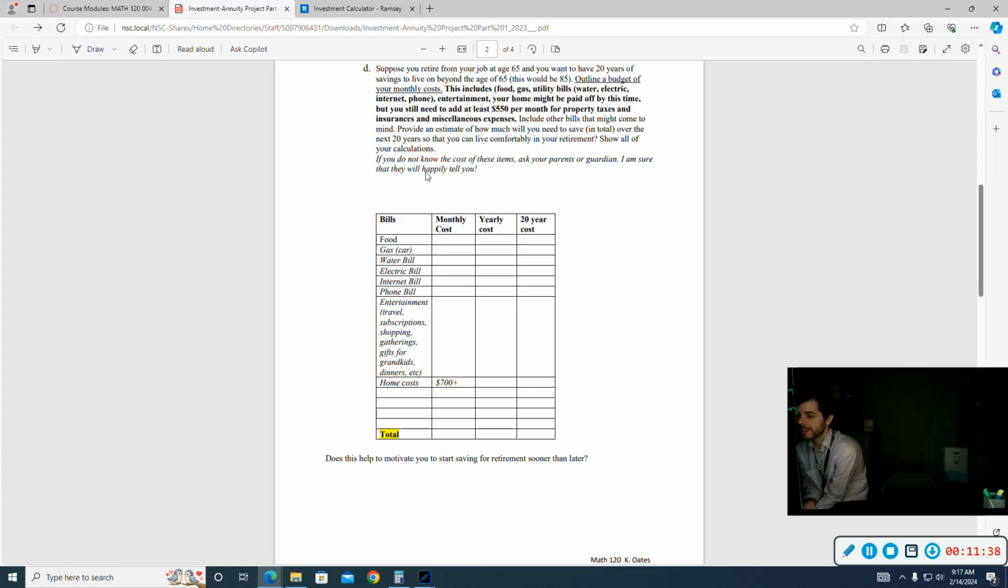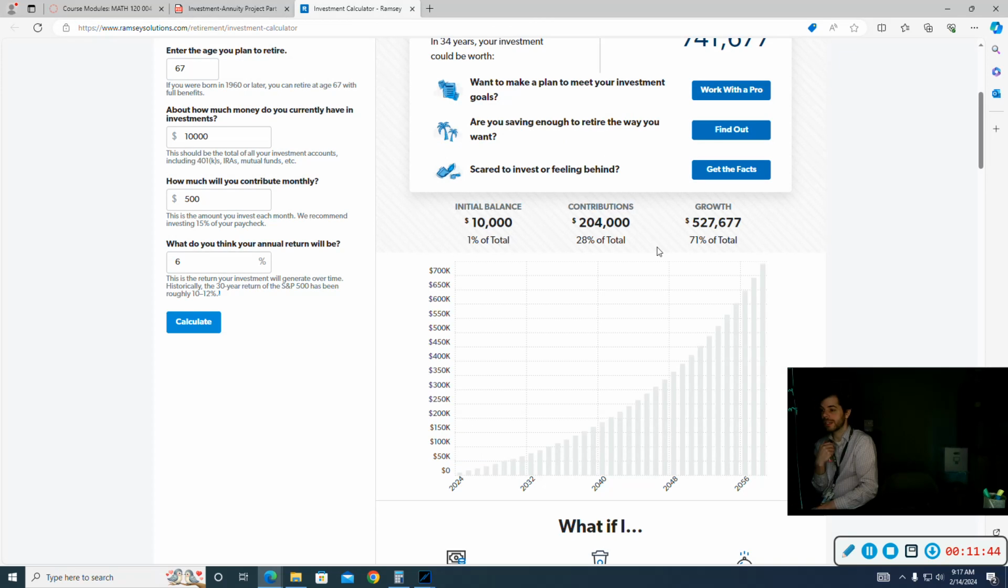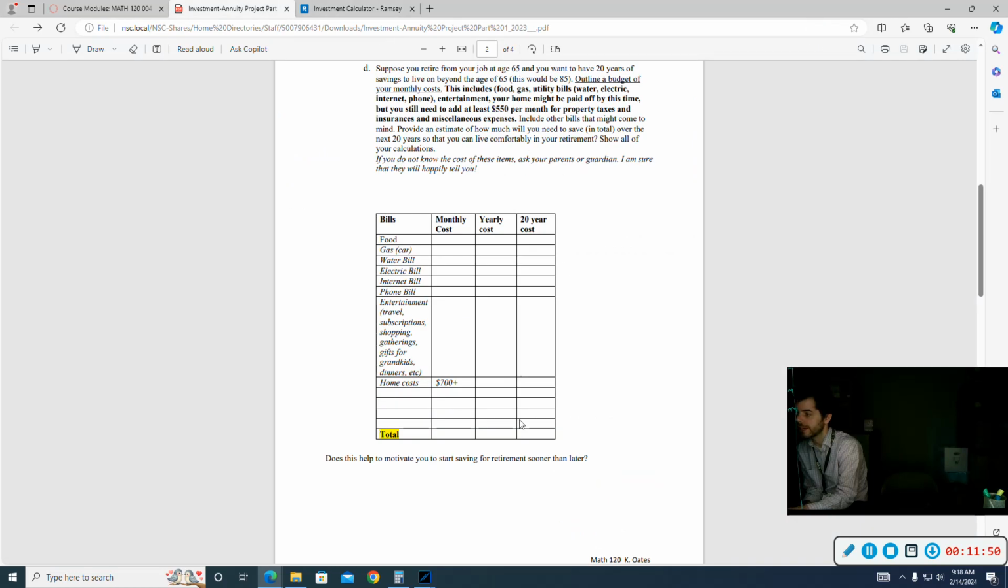Remember that $750,000 pot of money that I saw in my investment calculator? That has to last me until I die. So assuming I live an additional 20 years after I retire, you're going to calculate that. This is going to be how much money you would need to survive for 20 years. And in the end, you want the amount of money you save for retirement to be equal to or greater than that 20-year cost, right?